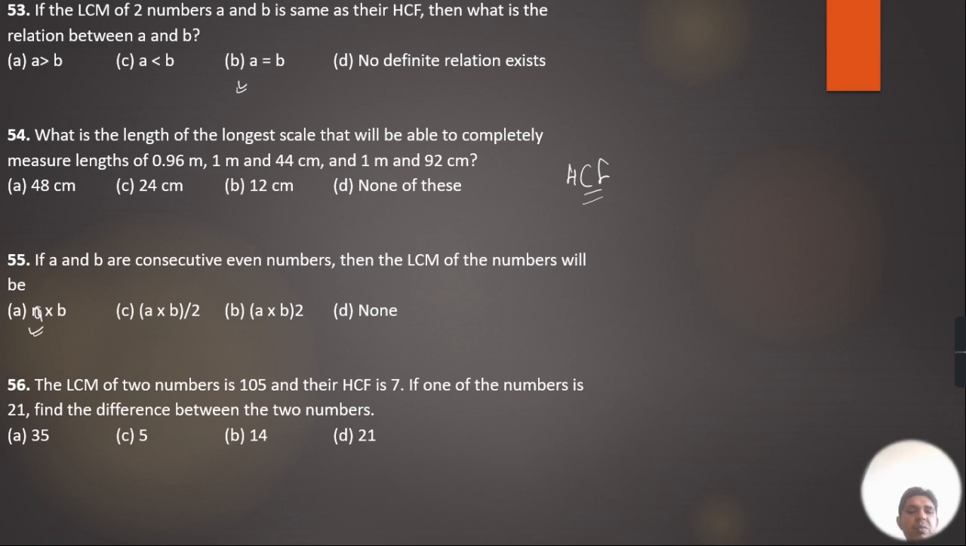21, find the difference between the two numbers. So if we check the question, LCM of two numbers is 105 and HCF is 7. So one number is 21, and we can find the other number also. 7 times 3 is 21, 3 times 3 is 9 and 3 times 5 is 15, that means the other number will be 35. If one number is 21, then what is the difference between the two numbers? Just subtract 21 from this, so we will get 14. Hence the answer of this question will be 14, right?